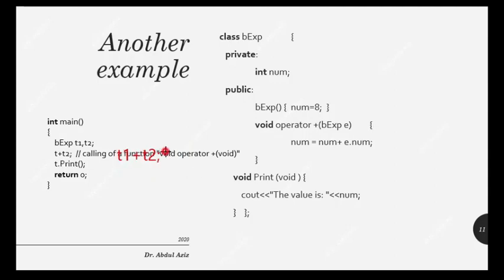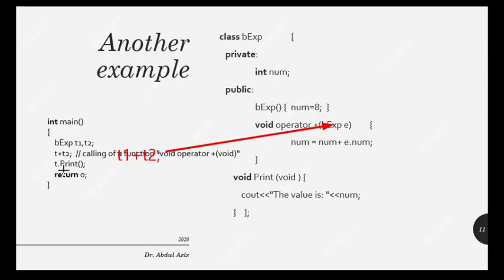So this will be held by e, and then I'm going to write the statement like this dot num plus e dot num. So this num is basically representing t1 dot num because this plus operator has been called with the reference of t1, and t2 is now being held by local variable e. So we've written e dot num, and the result will be stored in num, that means t1 dot num. So the result will be held by the first operand, and then we are going to print t1 dot print.